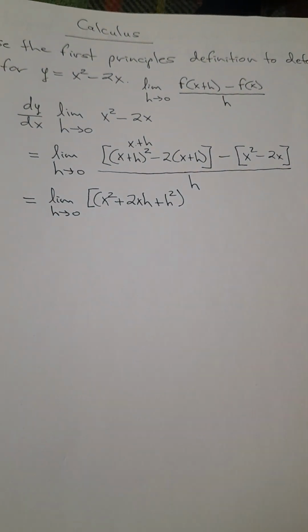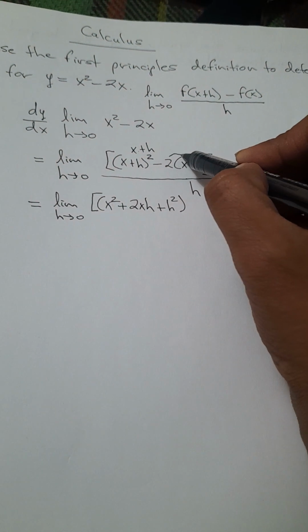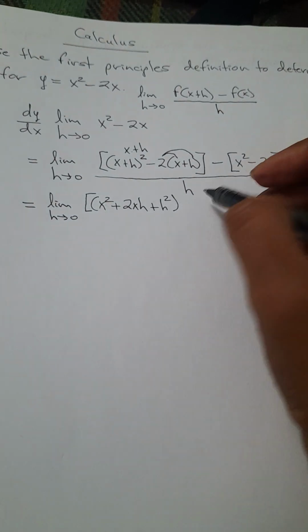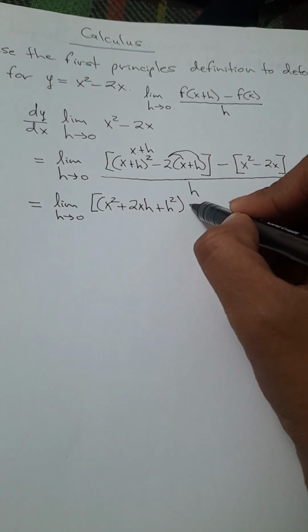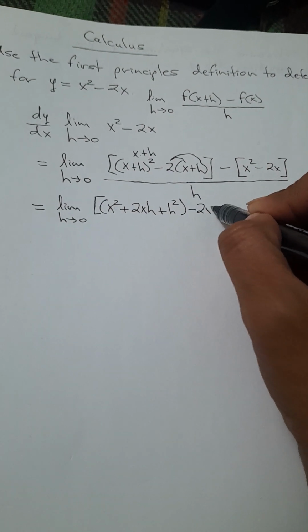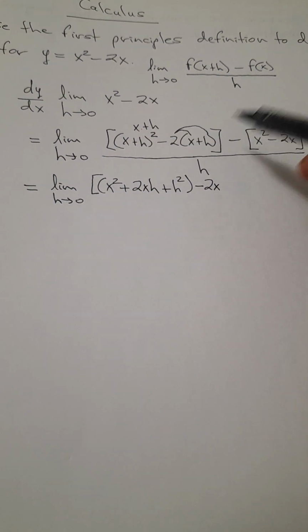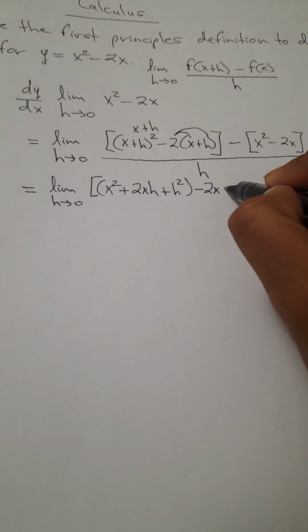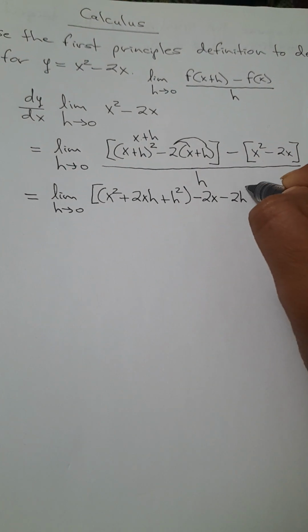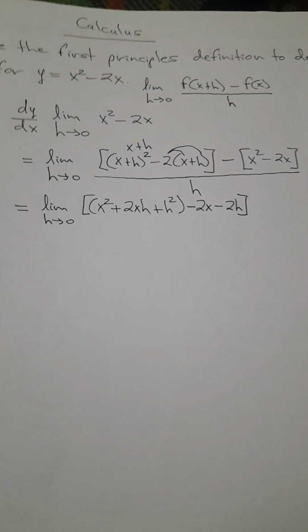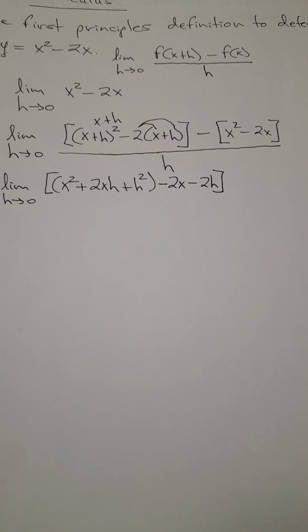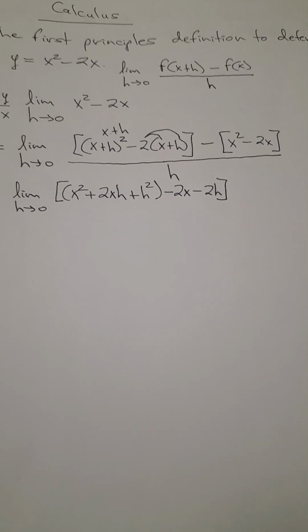Okay, in the square brackets, I'm going to distribute out the negative 2 here. So negative 2 times x, negative 2x. Right, and this is negative 2 times h, which is negative 2h. Okay, and now let's close it. It's very important that you are using the square brackets here.